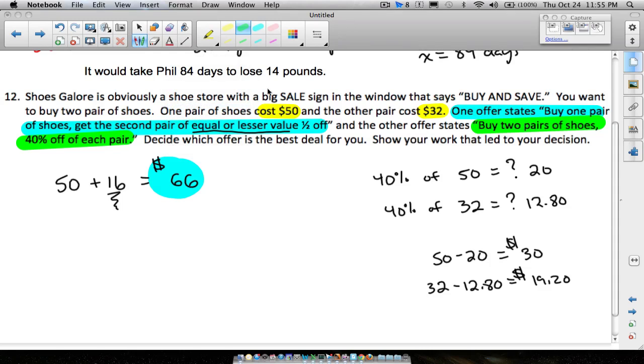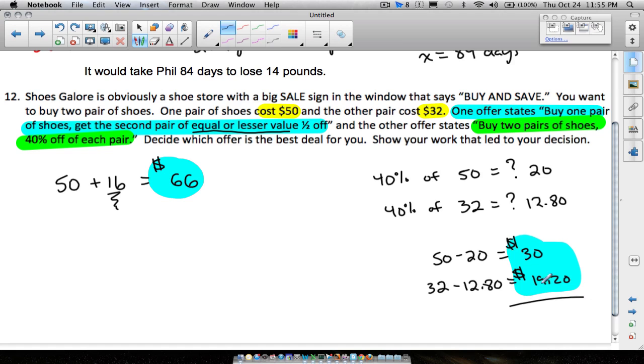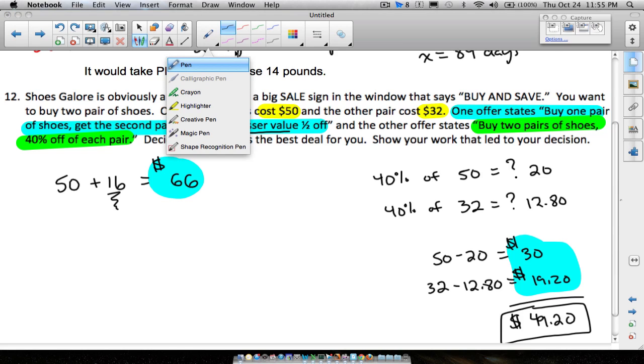How do we find out how much we pay on this second offer? You pay 30 bucks for the $50 pair of shoes. You pay, excuse me, $19.20 for the $32 pair of shoes. If you add those together, $30 plus $19.20 is $49.20. Which one looks like the better deal to you? Bam, the one I put the box around. The second offer is the better buy.